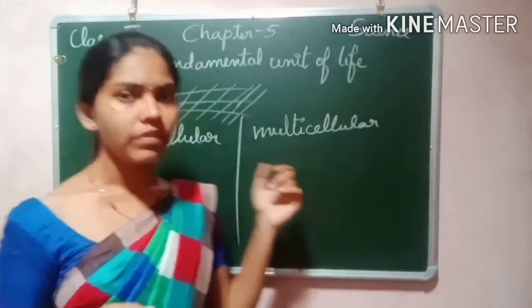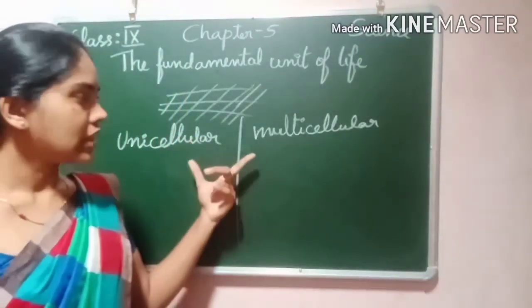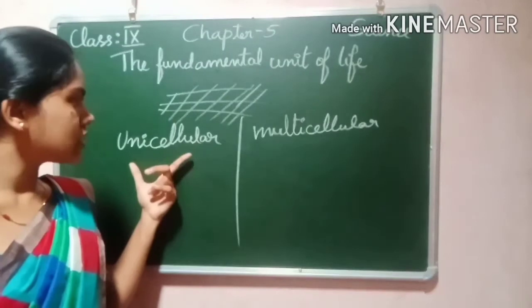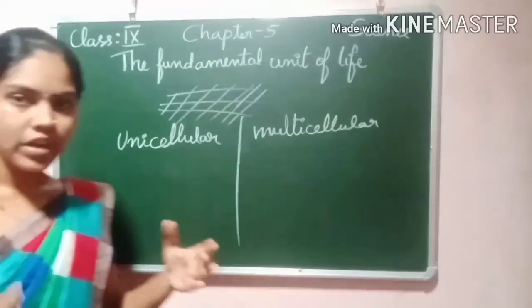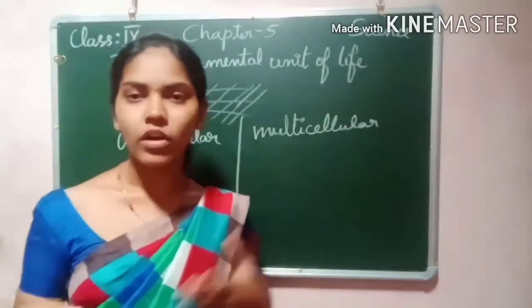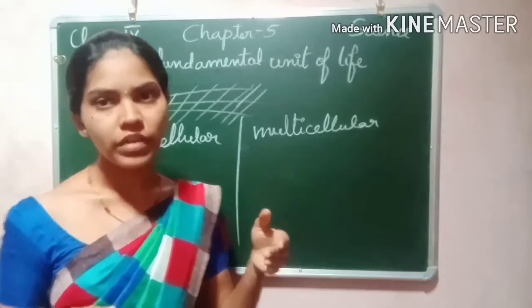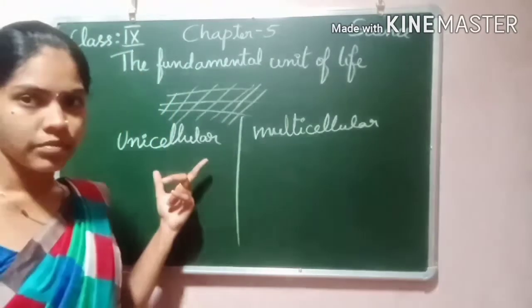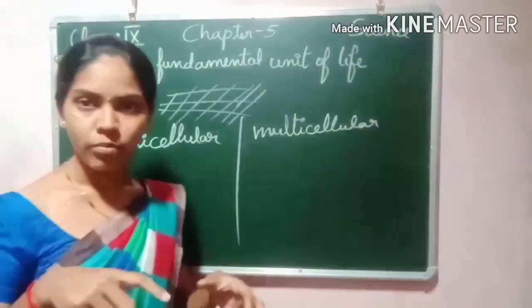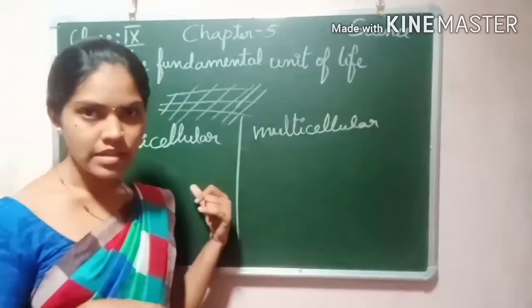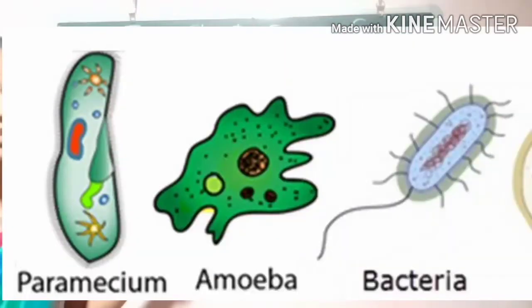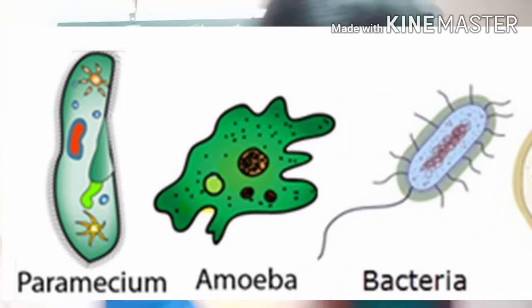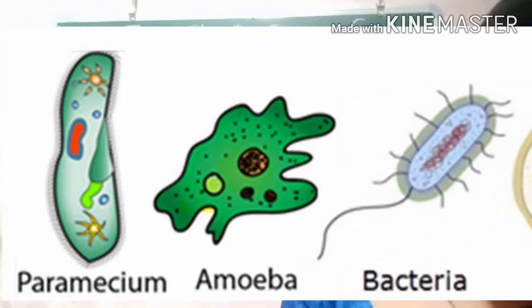Here we can classify living organisms into two types. They are unicellular and multicellular. In the unicellular, all the body functions are carried out by a single cell, by the process of diffusion. We can give many examples of unicellular organisms such as amoeba, chlamydomonas, paramecium, bacteria, etc.